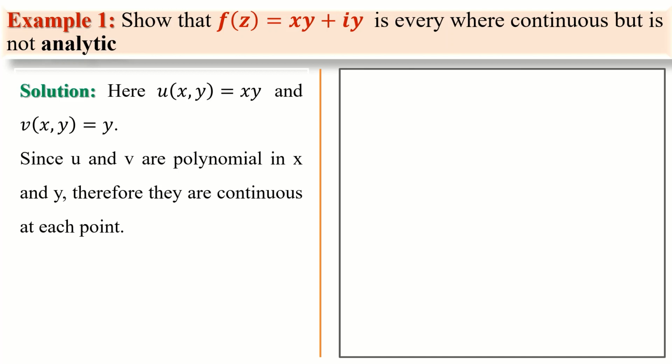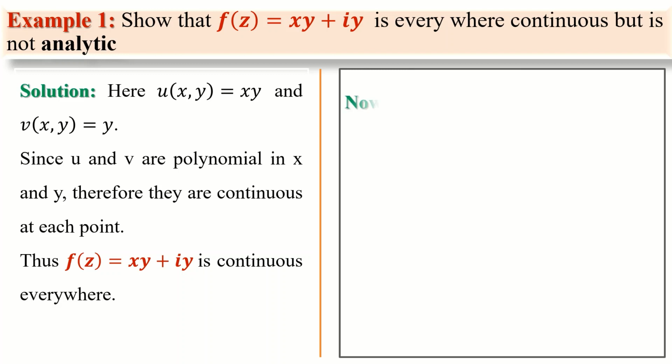Another way we can say is that u and v have partial derivatives, and every differentiable function is continuous. So if u and v are continuous, then their combination u plus iv will also be continuous. So the first part is obvious. Now to check whether the function is analytic or not, we will go to the CR equation.